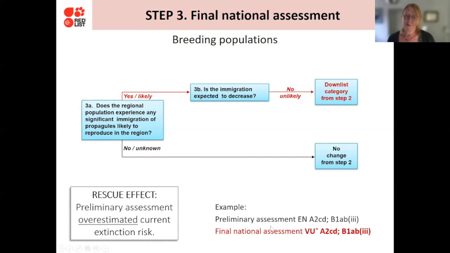So in this example, you've got preliminary assessment is endangered, final national assessment is vulnerable. And notice this little degree sign, this little note. We recommend that you have some kind of annotation to your final assessment to highlight cases where there's been this change from the preliminary category to the final category. The criteria carry across exactly the same, but it's just that final category that gets noted with a little asterisk or a degree sign or some other kind of annotation. This is just to let people know that actually external influences have affected this final assessment.